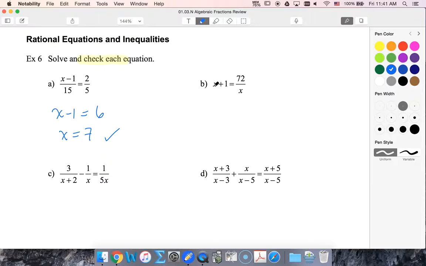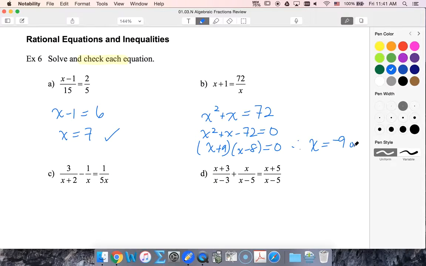All right, this one I'm going to multiply my x over. I'll get x squared plus x equals 72. Move the 72 over, and that factors to x plus 9 times x minus 8 is 0, so therefore our x values could be -9 or 8. Coming back in and checking, -9 plus 1 would give me -8. 72 divided by -9 would be -8, so that works. And then plugging in the 8 will also work. I'll get 9 equals 9, so both of those work out.